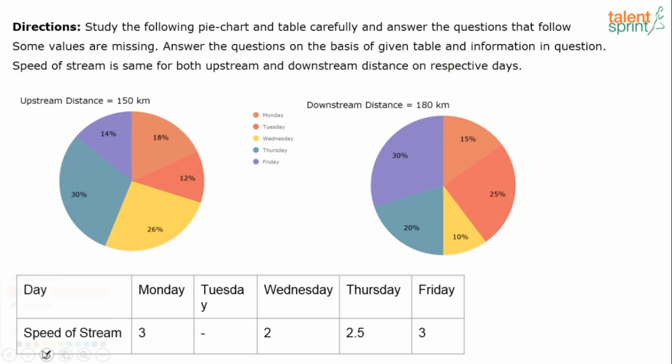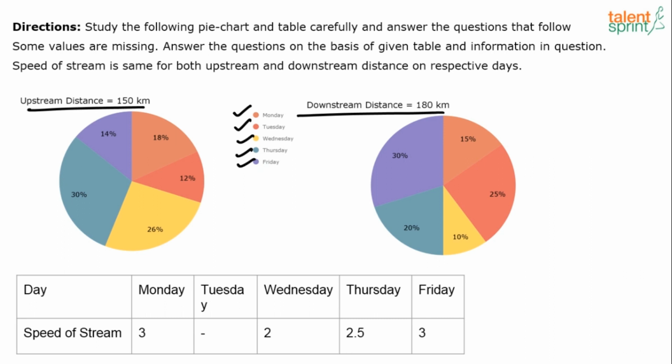Different things have been given here, right? So we have been given the upstream distance 150 kilometers, downstream distance 180 kilometers, and there is a pie chart for each of these, right? Upstream distance and downstream distance. The pie chart gives you the breakup of these distances across Monday to Friday, right? Monday, Tuesday, Wednesday, Thursday, Friday.